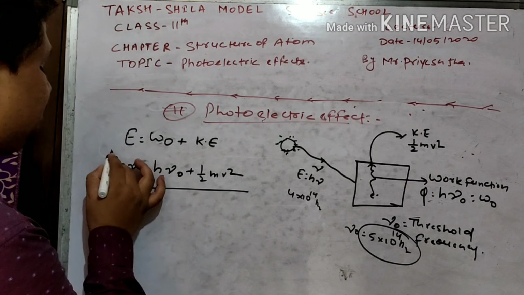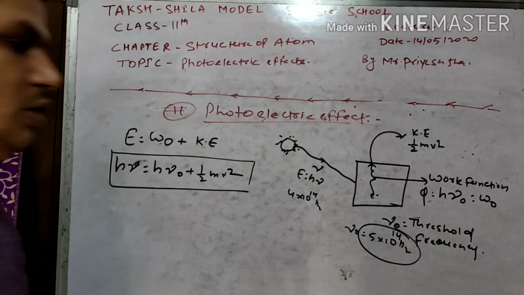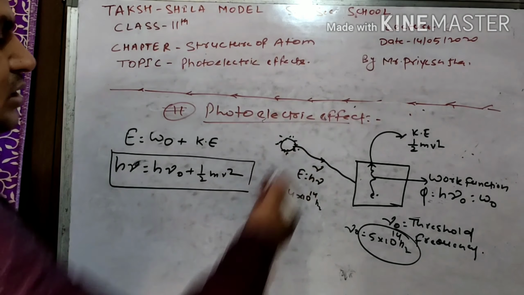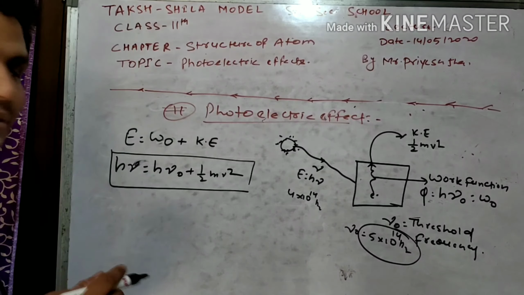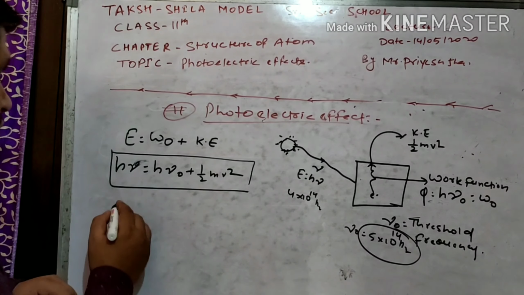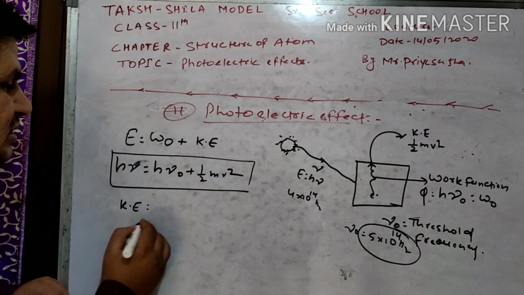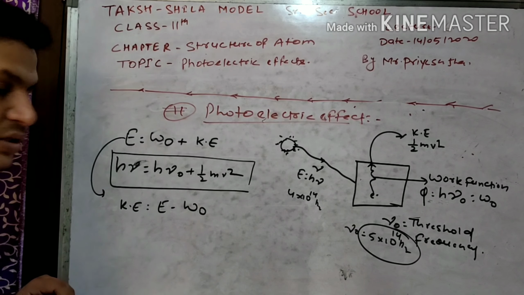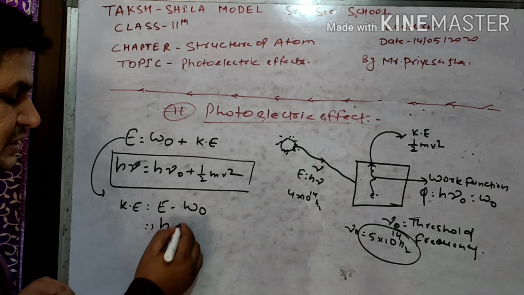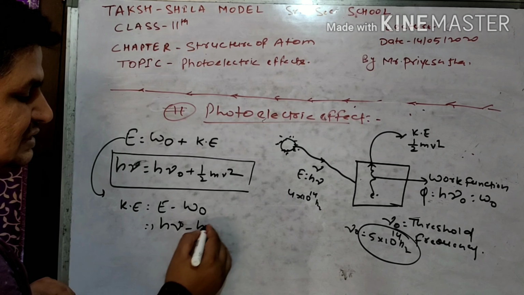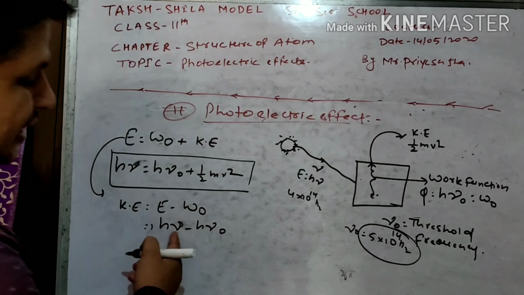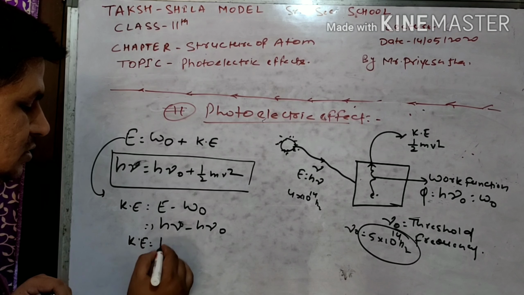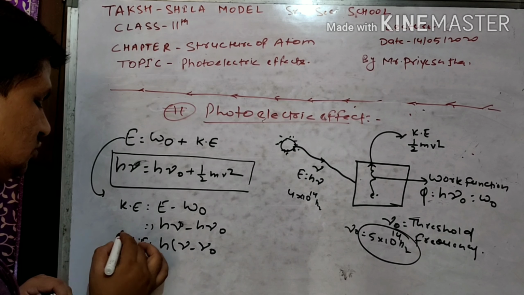So this is the mathematical relation for numerical problems to find out the work function, kinetic energy or energy of sunlight. Suppose we have to calculate the kinetic energy of electrons. In this case kinetic energy will be E minus W naught, and E is written as h nu minus h nu naught. So we take h common from this. So the kinetic energy becomes h times nu minus nu naught.